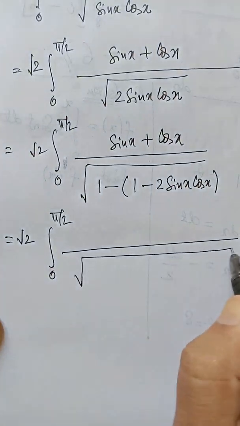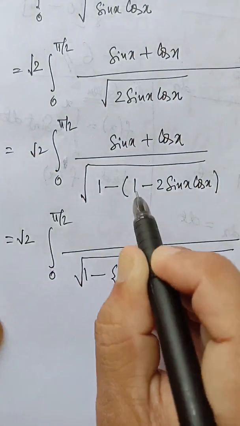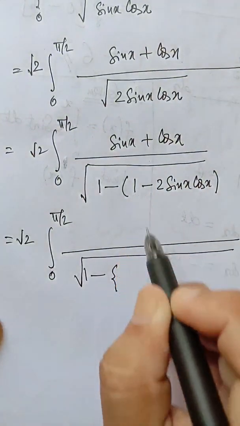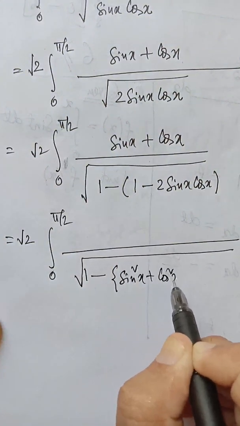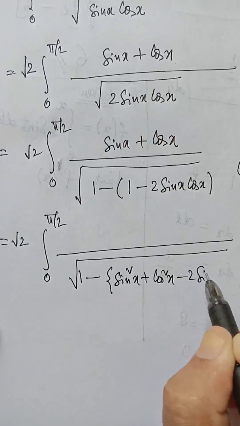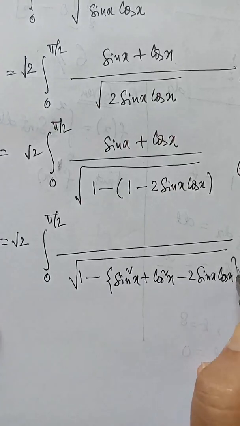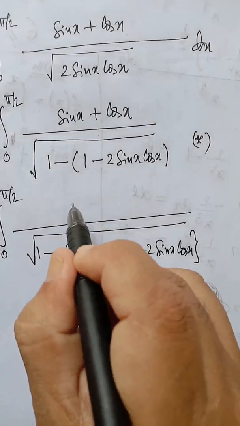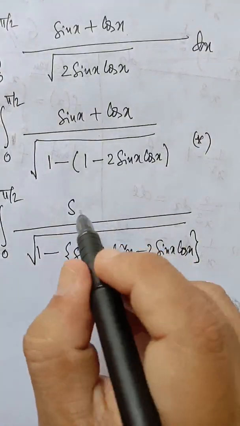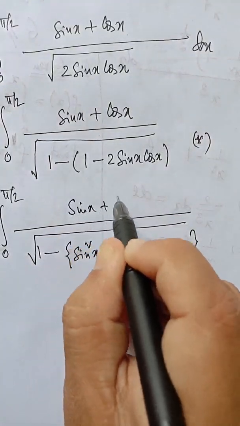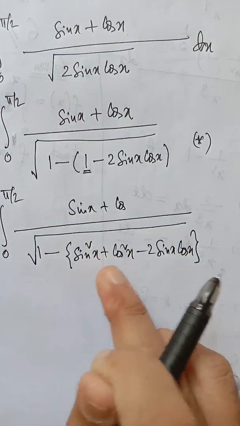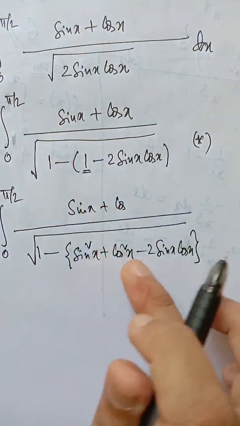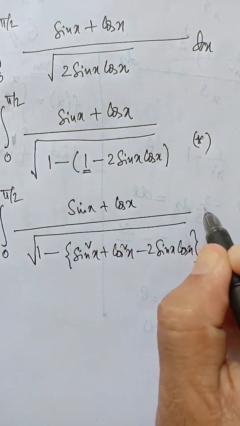Root over 1 minus 1 is sin square x plus cos square x. Okay, let me write another line, sin square x plus cos square x minus 2 sin x cos x, and this is the denominator. Numerator is sin x plus cos x. So what I have written, I have expressed this one in terms of sin square and cos square x. 1 equal to sin square x plus cos square x.